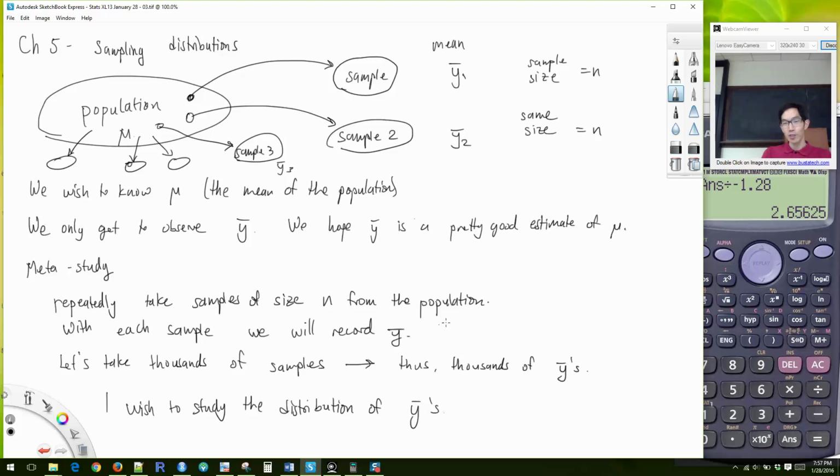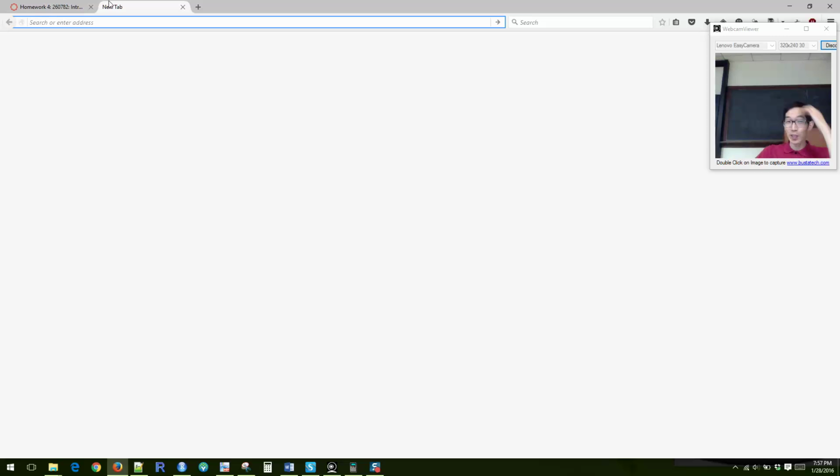All right, and so here's a question for you. What do you think the distribution of y bar will look like? And when I say what do you think it'll look like, think about what do you think the center of this distribution will be? What do you think the spread of this distribution will be? And what do you think the shape of the distribution will be? All right, we've got a little app for this.